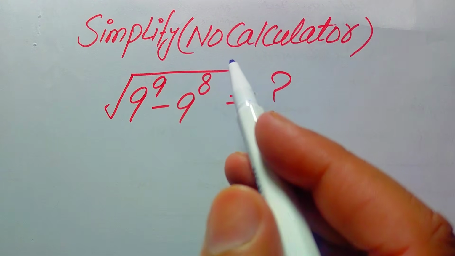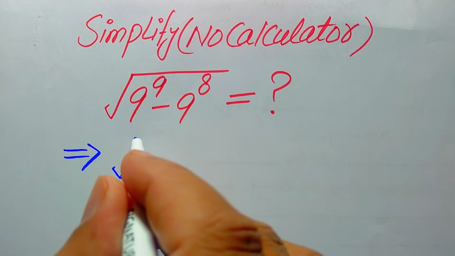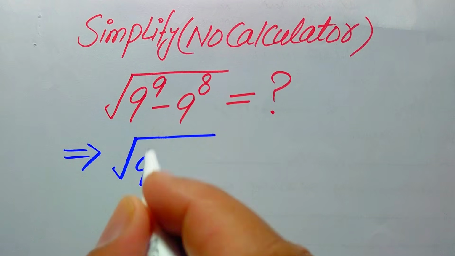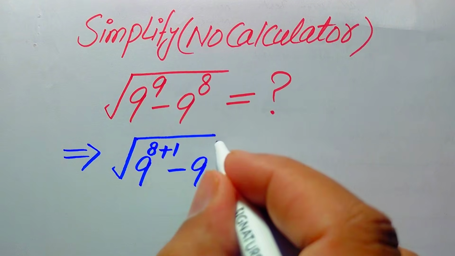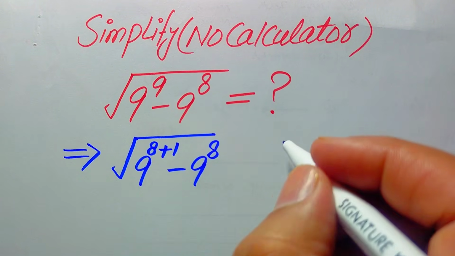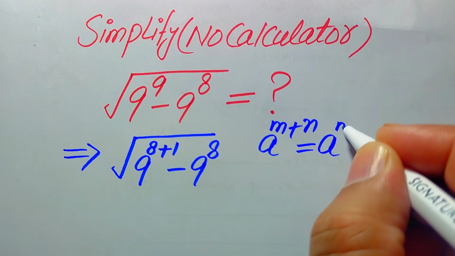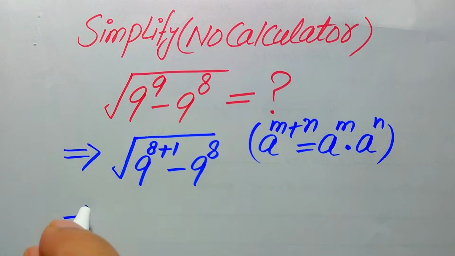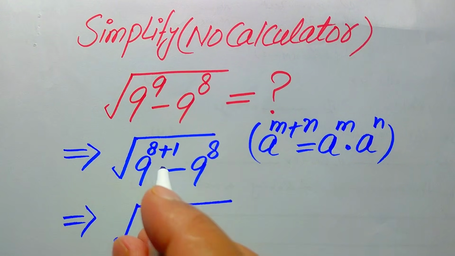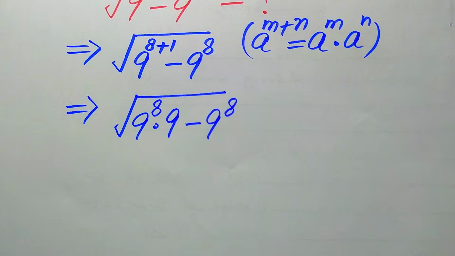So we move towards the solution of this problem. The very first step is to rewrite this expression, the square root of 9 to the power of 9, as 9 to the power of 8 plus 1, minus 9 to the power of 8. Here we use the nice exponential law: a to the power of m plus n is equal to a to the power of m multiplied by a to the power of n. According to this rule of exponents, we break this as 9 to the power of 8 multiplied by 9, minus 9 to the power of 8.